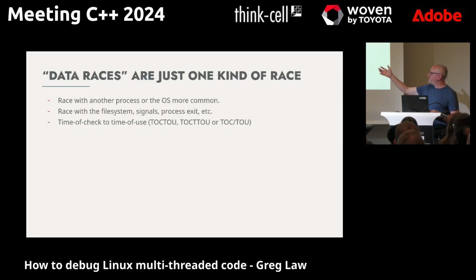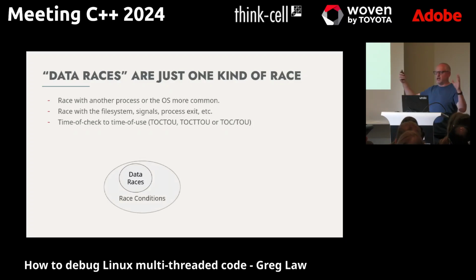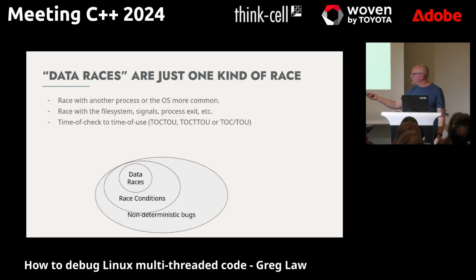I talked about the race with the file system earlier on, checking if the file exists, and if it does, delete it. There are lots of other kinds of races. In my experience, data races are like 10% of the races; the stuff racing with the OS and the file system and signals and other things is more common. So we've got a nice little Venn diagram: data races are just an example of race conditions, which themselves are just an example of non-deterministic bugs, which of course are all examples of bugs.